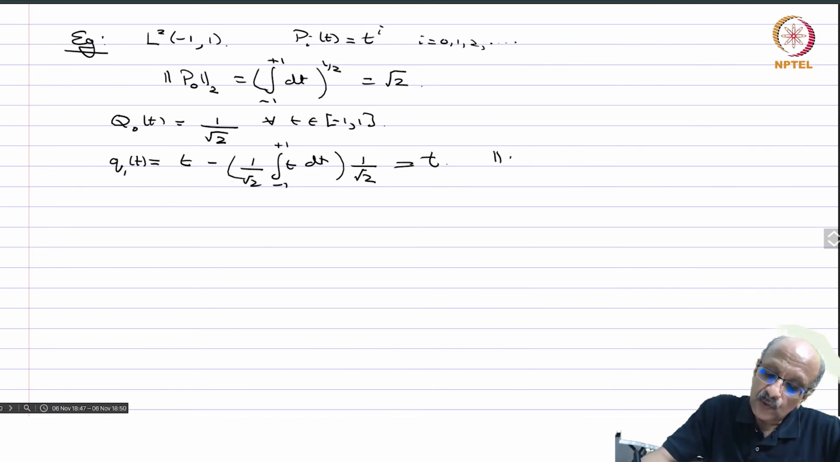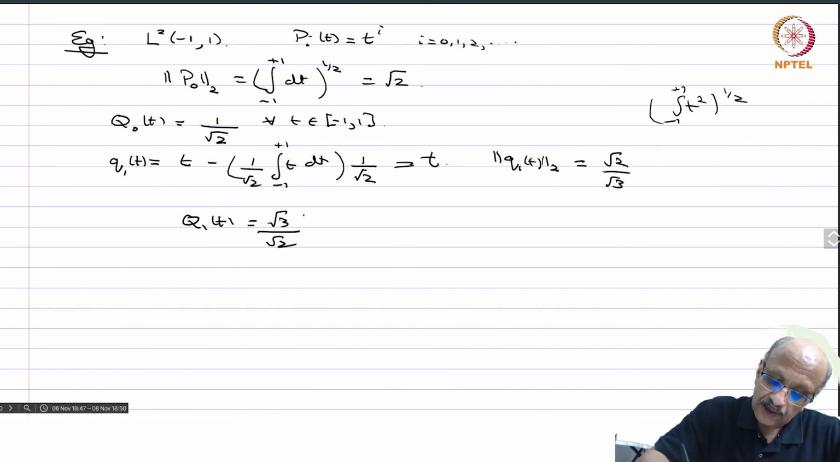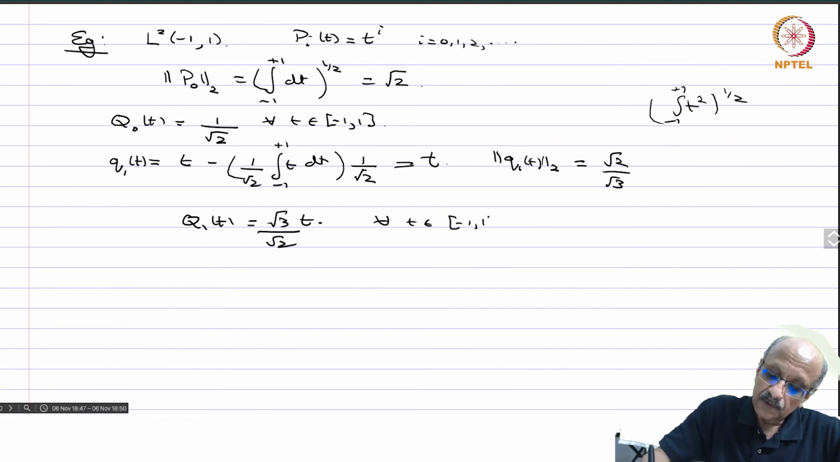So the norm of Q1 of t in L2 is nothing but, if you do the calculation, root 2 by root 3. So what is this? You have to take the integral of t square from minus 1 to plus 1 and then take the power half. Okay, so that will be root 2 by root 3, and therefore you write Q1 of t is equal to root 3 by root 2 times t. Okay, so I have to divide by this. Now this is for all t in minus 1 to 1.